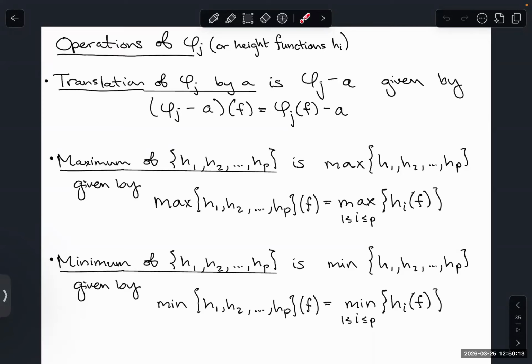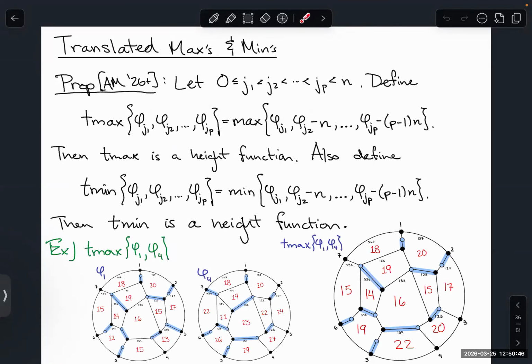Another operation that we can do to combine fundamental height functions together, or just height functions in general, is by taking maximums and minimums. If we take the maximum of a height function or a list of height functions, we consider this on faces as the maximum height achieved over all height functions at that face. And the same for minimums. So these are the three building blocks, and we're going to put them together in one very specific way to get what we're calling translated maximums and translated minimums.